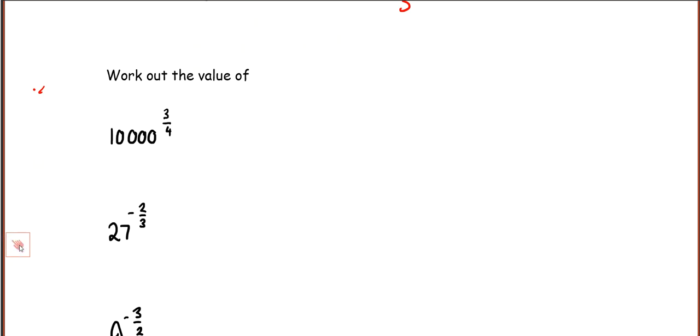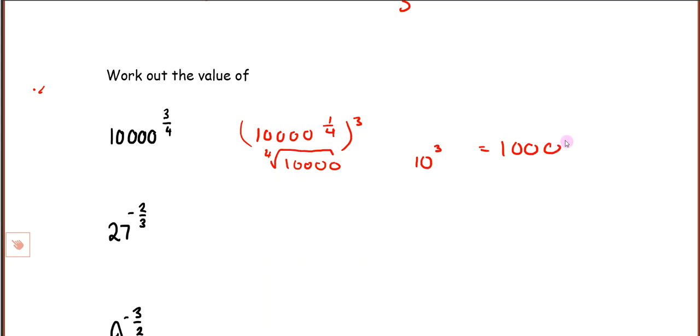Oh, well. Right. We need to know that this means we've got 10,000 to the power of a quarter, then cube it. To the power of a quarter is the same thing as the fourth root. The fourth root of 10,000 is 10. So we're doing 10 cubed, which is 1,000.